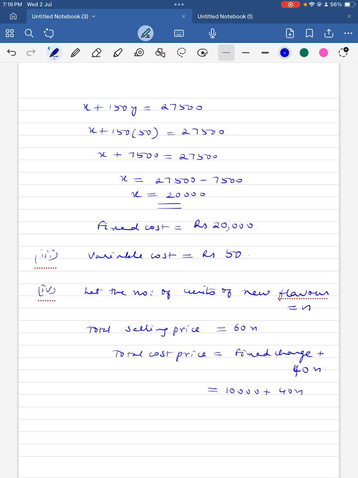Now at the break-even point, the total selling price and the total cost price will become equal to each other, which means 60N is now equal to 10,000 plus 40N. That is, if I bring 40N to this side, 60N minus 40N now becomes equal to 10,000, or 20N is equal to 10,000, or the value of N becomes 10,000 divided by 20, which is equal to 500. So the number of units at the break-even point is 500.